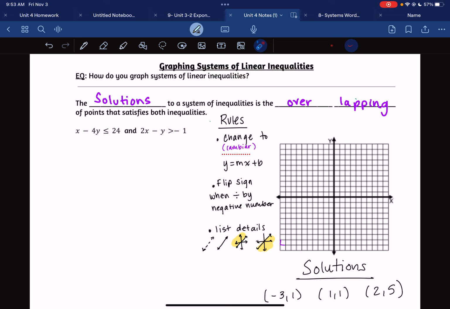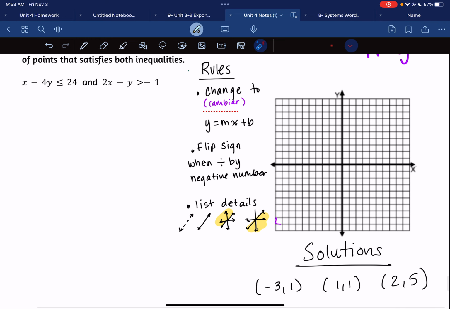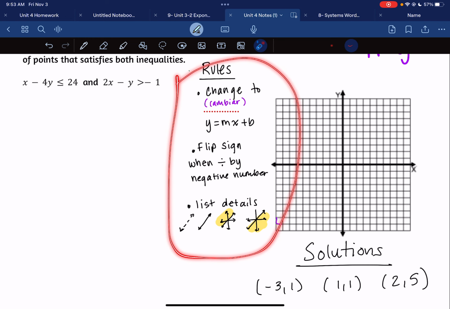Before we start, go ahead and copy this here, copy this, and copy this. It says the solutions to a system of inequalities is the overlapping points that satisfy both inequalities. Copy that down, then pause the video, and I need you also to copy this right here. So pause this and go ahead and copy all of this.